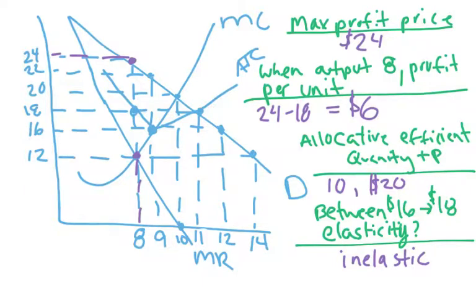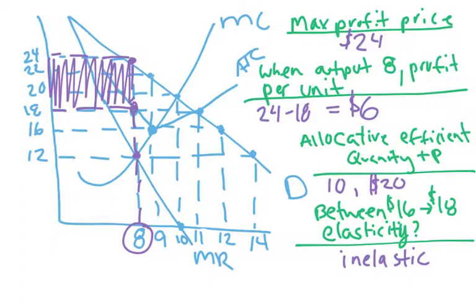So if the output is 8, which is right down here, you've got to find out what your total cost is, which is right there at 18. And then what is your price? That's 24. So your profit would be this area right here: 24 minus 18, and it's going to be $6. If they want a total profit, you'd have to multiply the $6 times the quantity, which is 8.